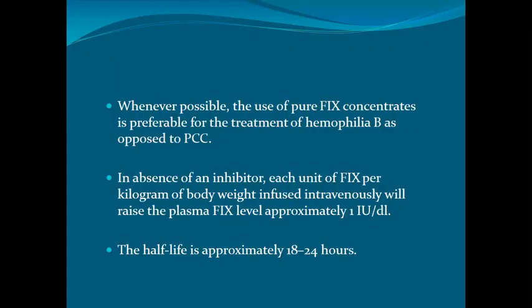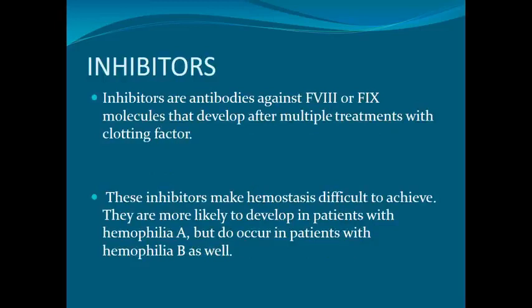Whenever possible, the use of pure factor 9 concentrate is preferable for the treatment of hemophilia B, as opposed to prothrombin complex concentrate. In the absence of inhibitors, each unit of factor 9 per kilogram of body weight infused intravenously will raise the plasma factor level by approximately 1 international unit per deciliter. The half-life is approximately 18 to 24 hours.